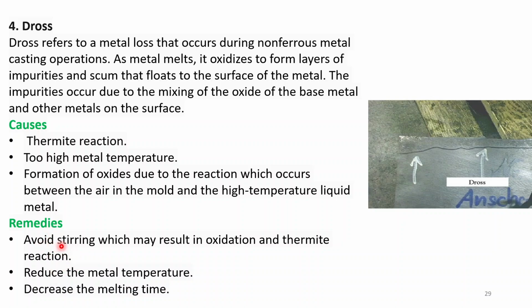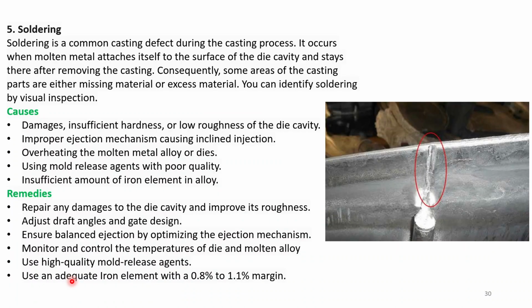So firstly, avoid stirring, which may result in oxidation and thermite reaction. And also reduction in metal temperature. So pouring temperature should be kept less, not very high. Decrease the melting time. So the longer you keep your metal in molten state, the more time it will have to react with air and it will form more amount of oxides.